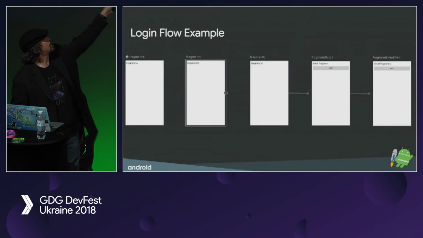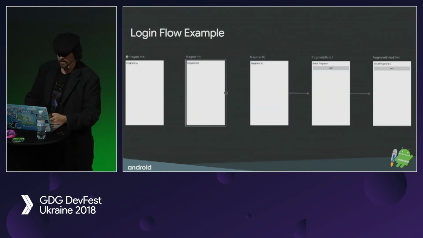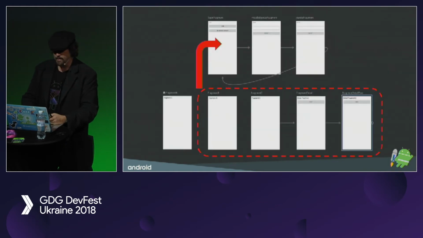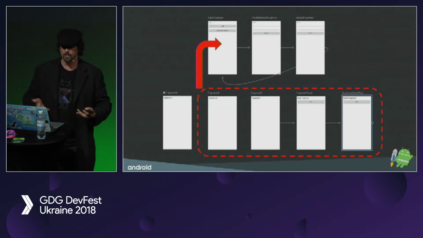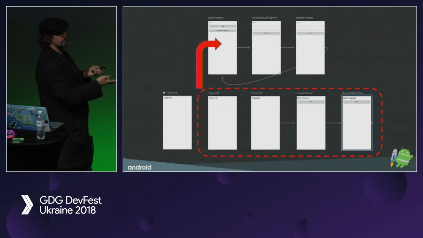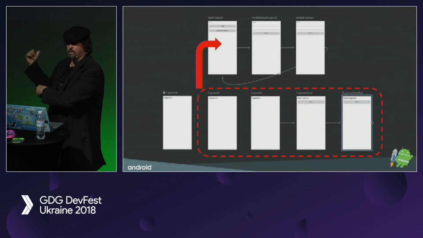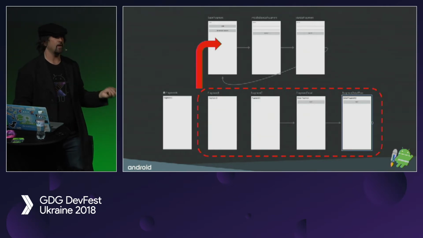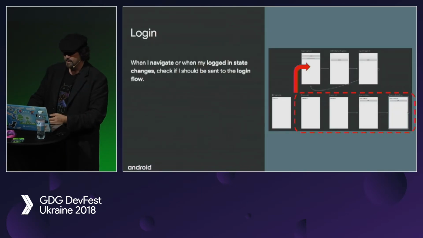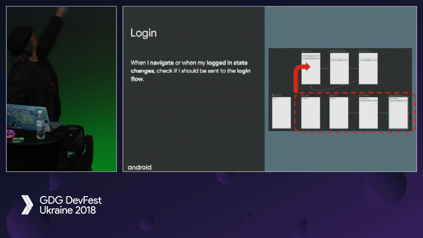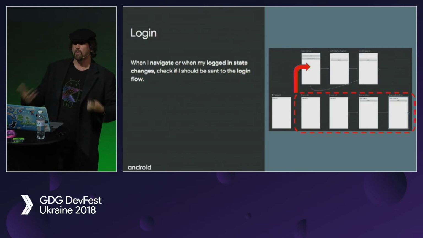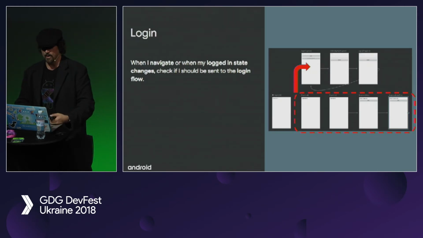So you've got a bunch of fragments. Let's say most of these aren't available unless you're logged in. We also have this login flow, and what we want to have happen is, if the user ever navigates to one of these screens when they're not logged in, we want to automatically redirect them to the login flow. So to state this again, if you're logged in or if your logged in state changes, we'd like to have some logic to check to make sure you're redirected.